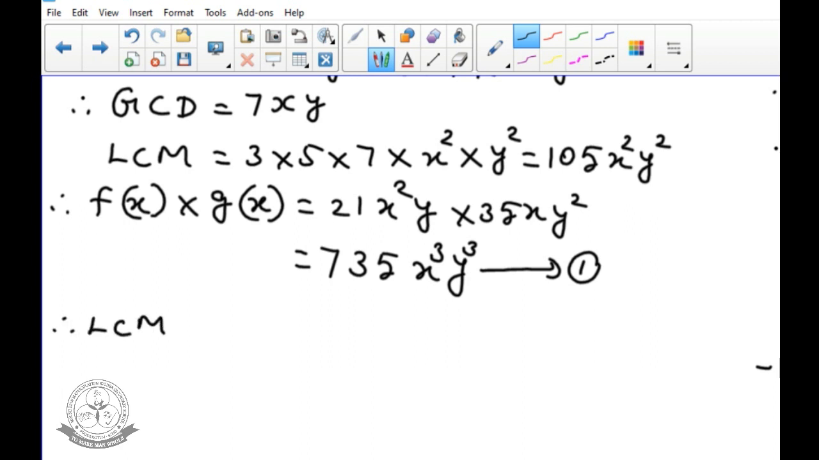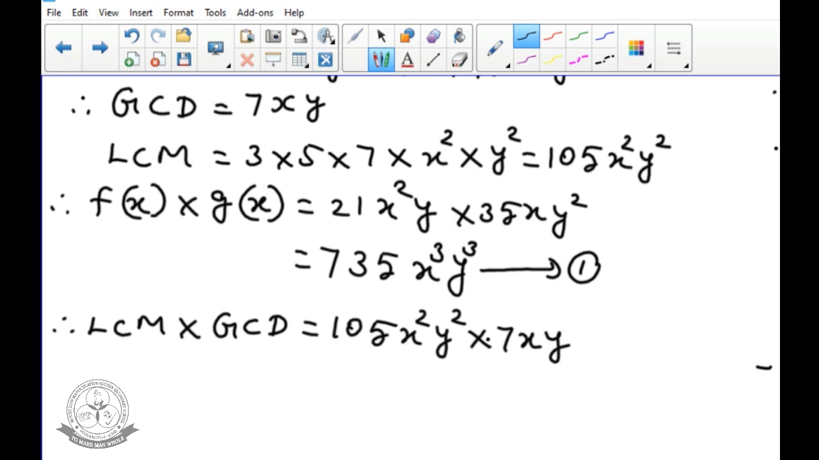Therefore, LCM into GCD equals what? Our LCM is 105 x squared y squared, into GCD, which is 7xy. So we multiply and get 735 x cube y cube. So that is equation 2.